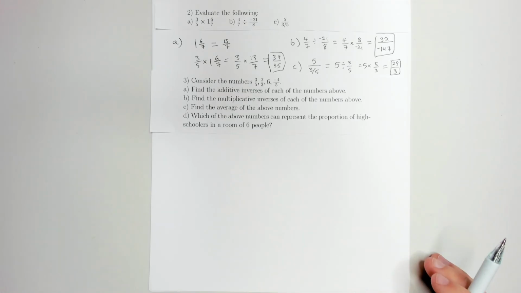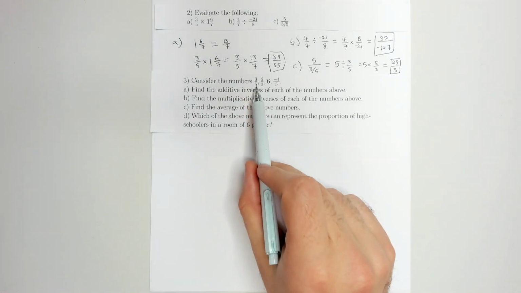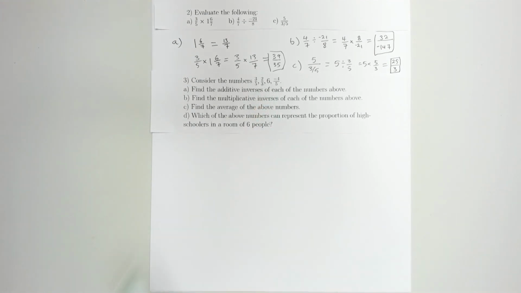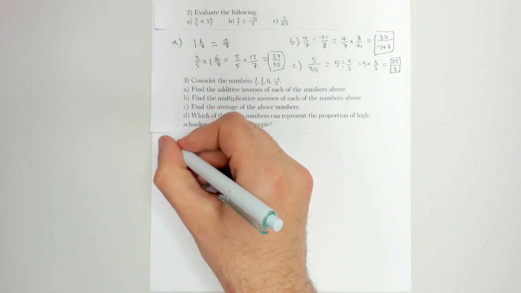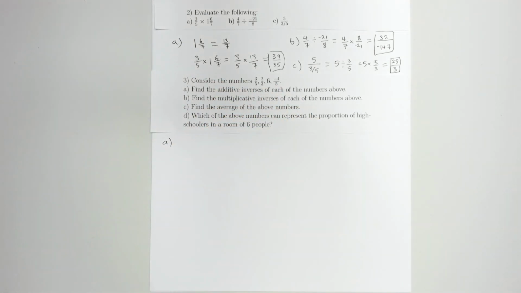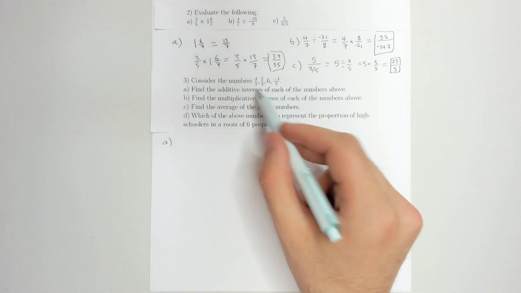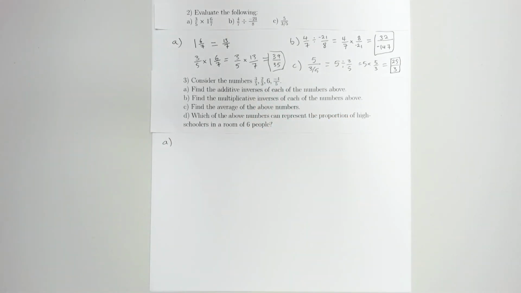Okay, so for question 3, we've got these four numbers: 3/5, 2/3, 6, and -4/5. And part A asks us to find the additive inverse of each of the above numbers. So the additive inverse is basically the opposite of this number, but where we're thinking of it as a shift, or in the additive sense.